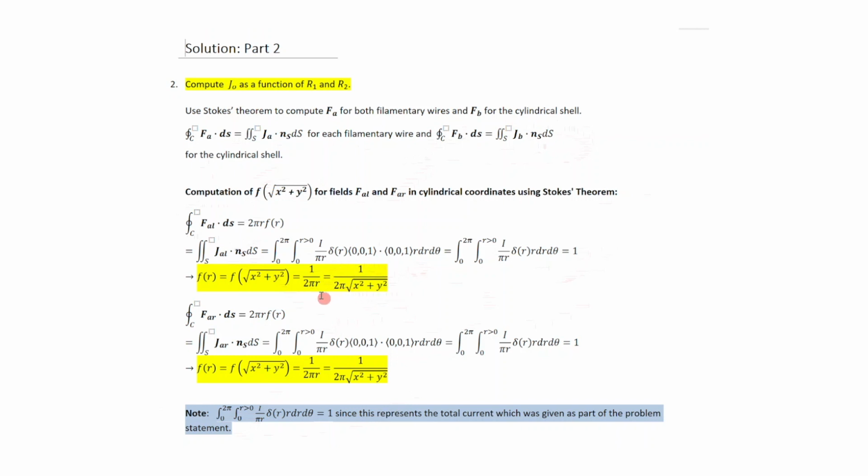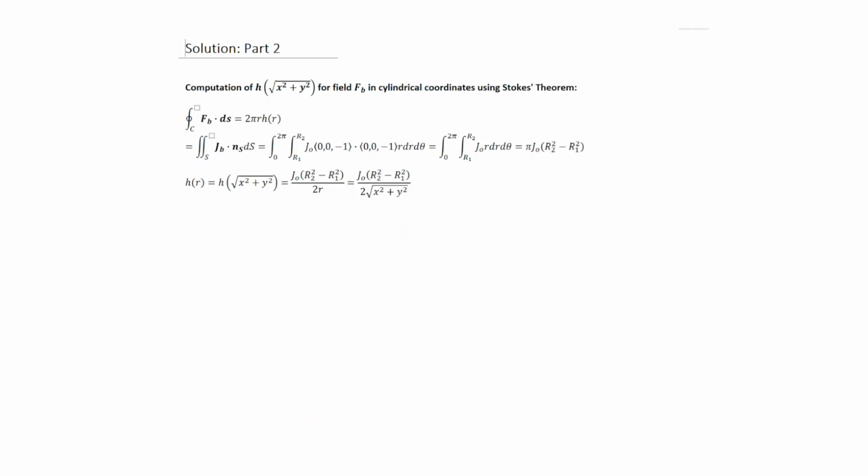Again, this has to be in Cartesian, so this r gets replaced by the square root of x squared plus y squared. Similarly, you can do it for the filament on the right side. It is exactly the same expression, no difference. If you take a look at it, you end up with the same expression.